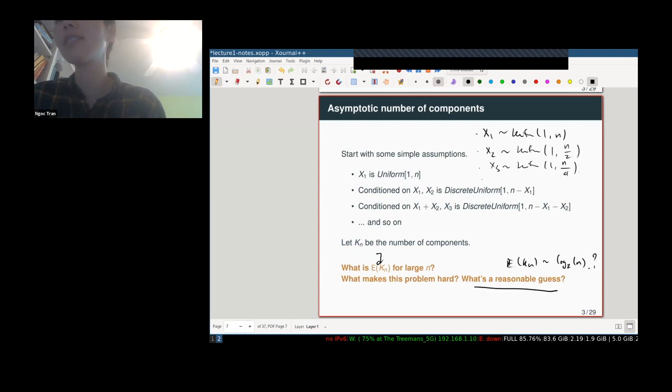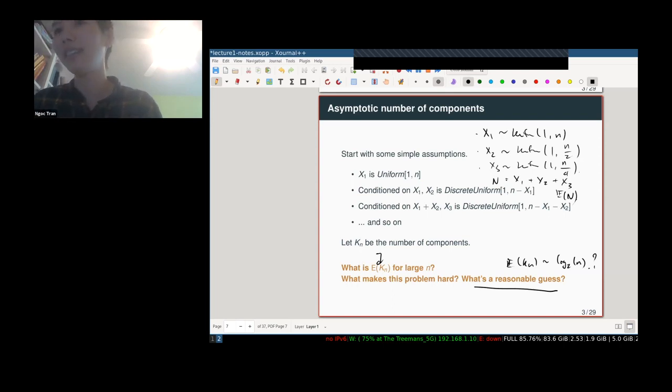And here's my recipe, right? My partition now is going to be x1, and the integer now will be x1 plus x2 plus x3. If I were to ask you, under this construction I get a fixed number of parts, but the integer that I'm partitioning is random.